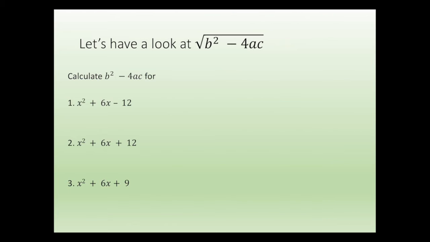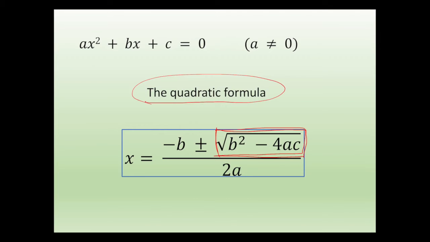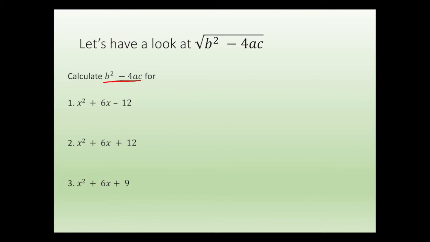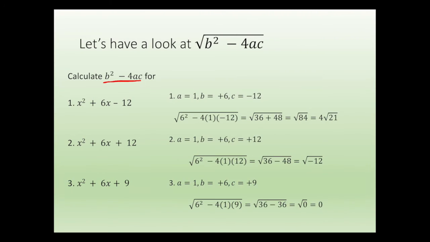Here, what I would like you all to do is pause the video for a while and calculate b squared minus 4ac for this. Now, let's go back here again. b is actually the coefficient of x. a is the coefficient of x squared. c is the constant. Alright? So here you know that a is actually 1 because these are all monic. b is 6, and c is slightly different. Alright, so here, if we work it out, these are the answers.